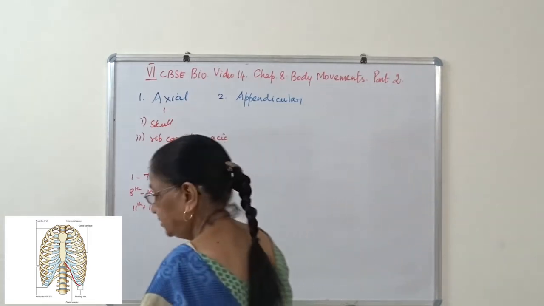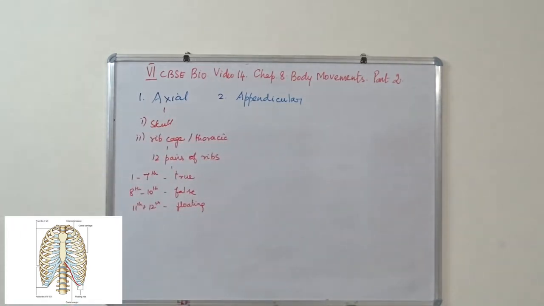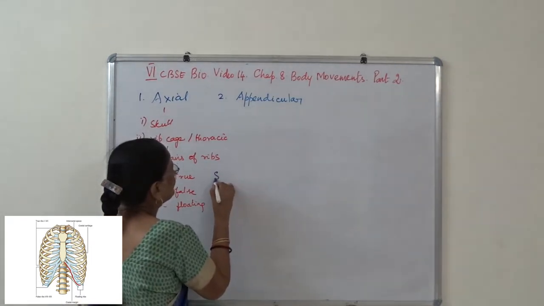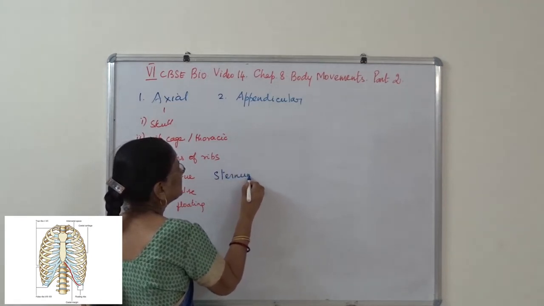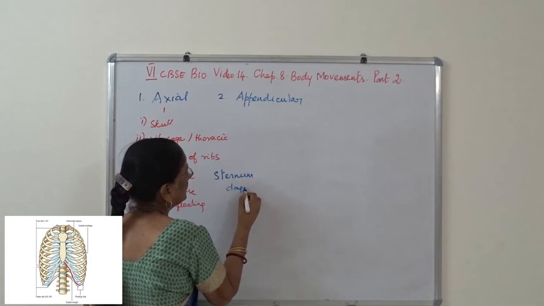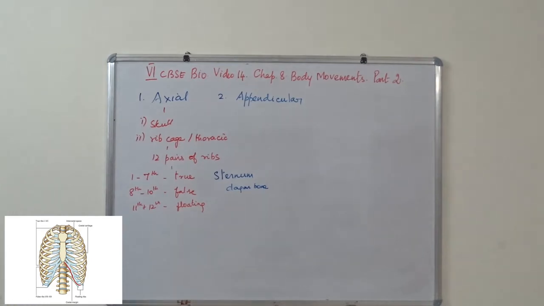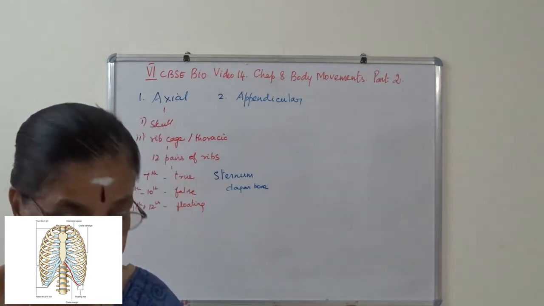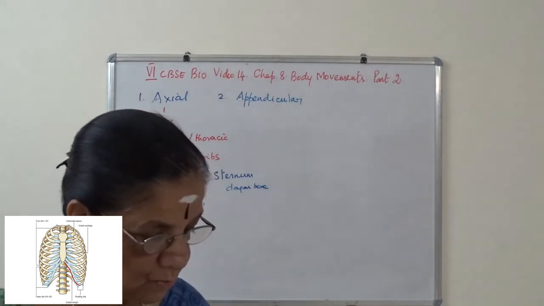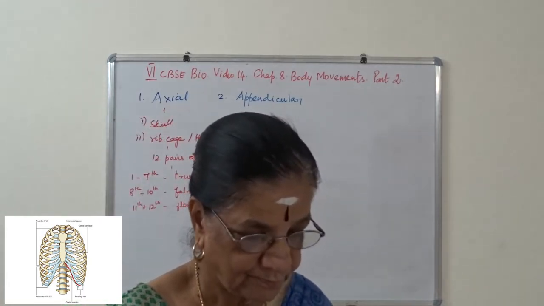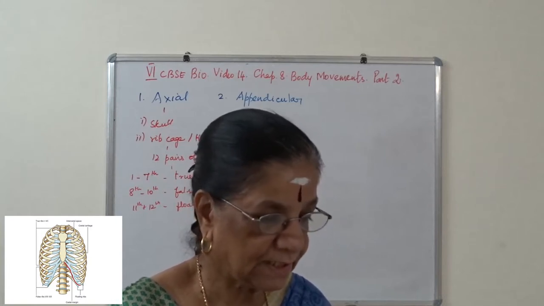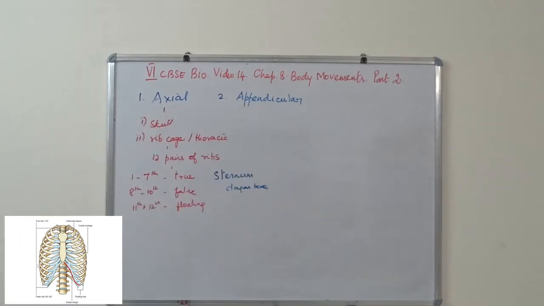Now in this rib cage, there is a center chest bone that is called the sternum, otherwise known as the dagger bone. Now this chest bone, you see this diagram. Just a minute.